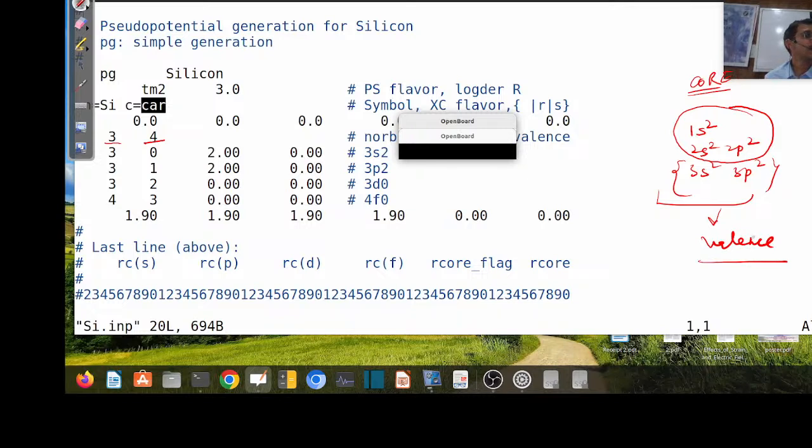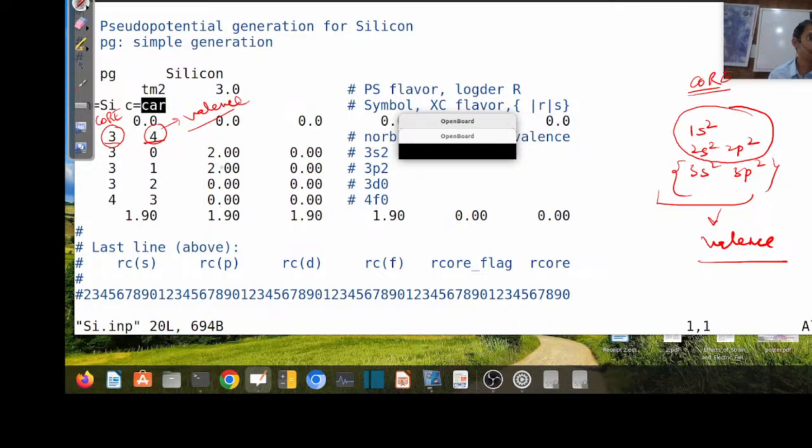But when you run Siesta, it will require 4 orbitals, not 2 orbitals, because electrons are sitting in the 3s and the 3p, but it requires higher orbitals also. So this represents core and this represents valence. Valence is always 4 when you run Siesta, not 2 or 3. But if the electron is not sitting in the other orbitals, then make them 0.